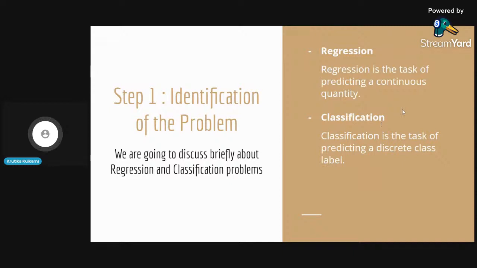So for regression, we'll be using the Boston House price prediction dataset, and for classification purposes, we are going to be using the breast cancer prediction dataset, and we'll be looking into various classification algorithms like logistic regression, SVM, and so on and so forth. So yeah, that was all about the very first step.